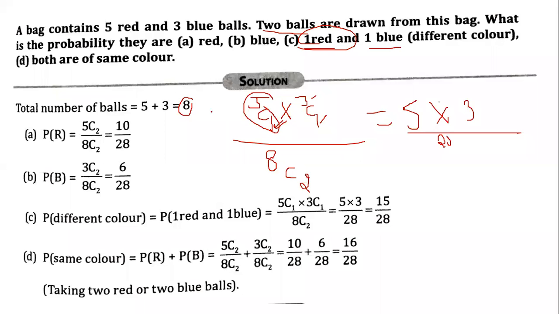We have already solved this in the first sub-question. Now 5 3s are 15, so 15 divided by 28 will be the probability. What is the chance of me getting one red and one blue ball? The chance of getting one red and one blue ball is 15 by 28. Understood? Any doubts in this question?